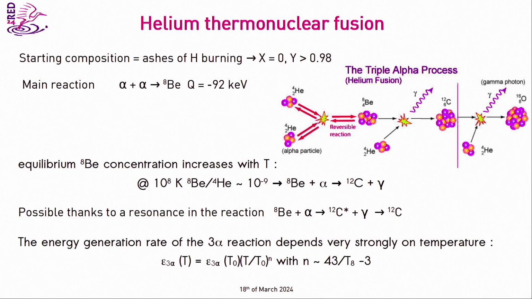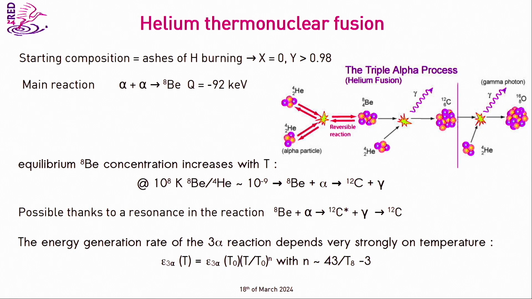And this is the notation I talked about before. So this carbon-12 star, which is the compound nucleus in an excited state, will gamma decay to a normal carbon-12. So this is how carbon is formed in the universe. And once you have carbon, you can go up to all the massive ones. The energy production rate of the triple alpha is very strong because it depends on the temperature to the power of 40. So it's very dependent on temperature.